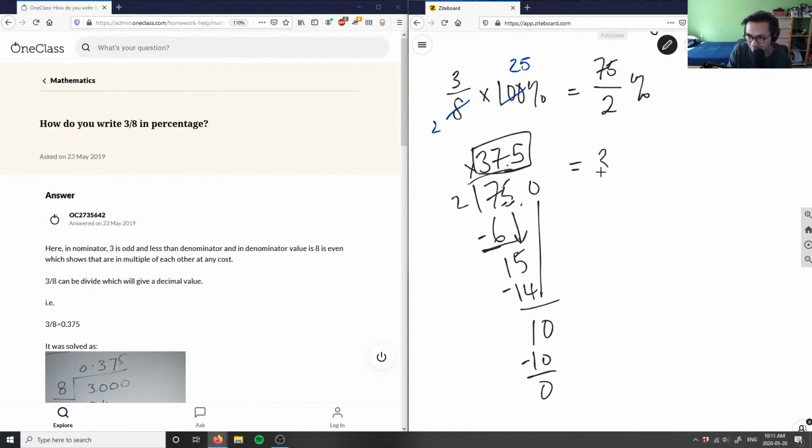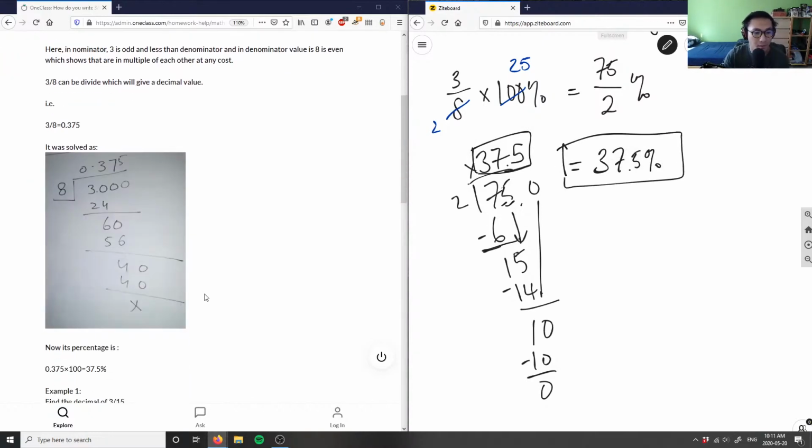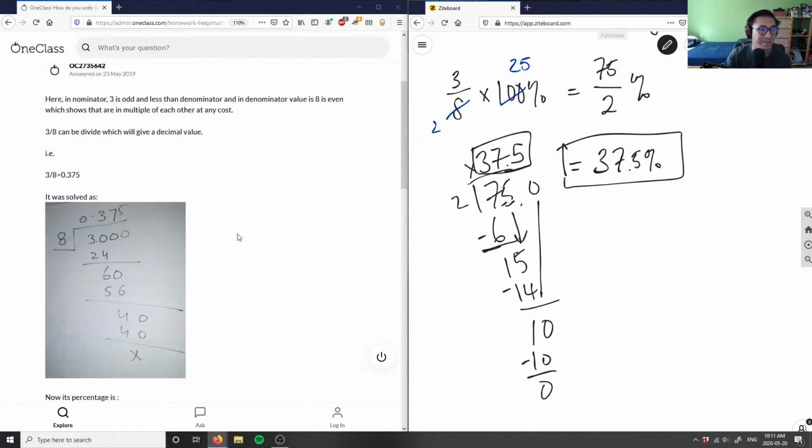So this answer here is 37.5%. And this here is the correct answer for my solution. And what they did here was they actually converted to decimal first, and then they converted it into a percentage. So either way works fine.